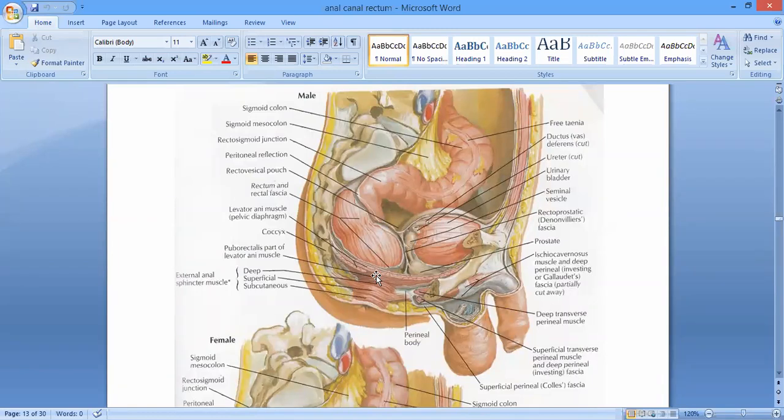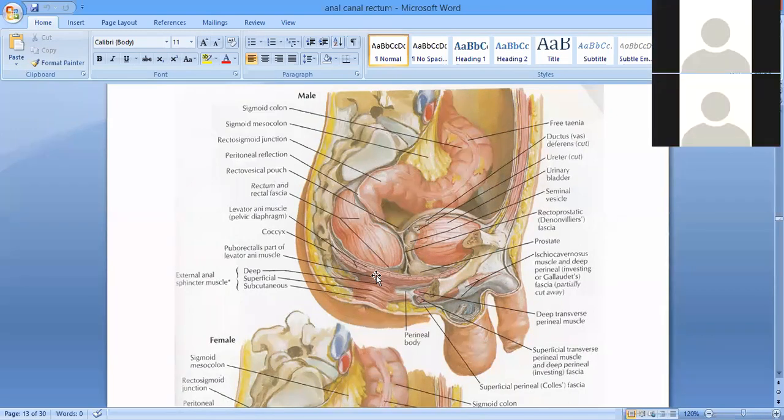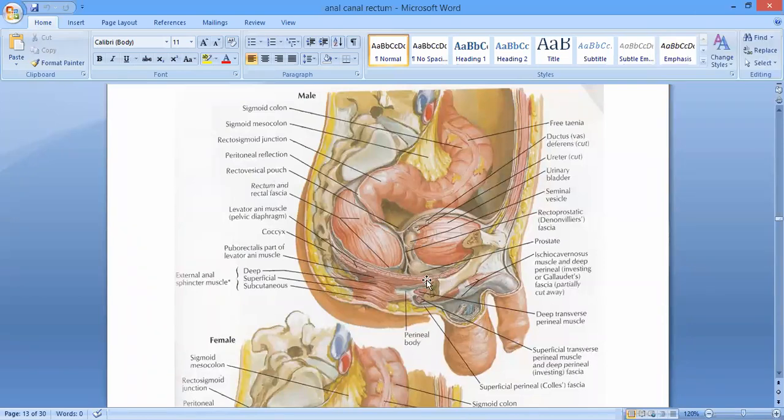Okay. We'll talk about its relations. ठीक है जी? Well, this anal canal normally remains empty, okay? Right? Okay. So its relationship. You can see this is an anal canal. Let me just show you somewhere else also. Okay. So relations, it is related posteriorly.